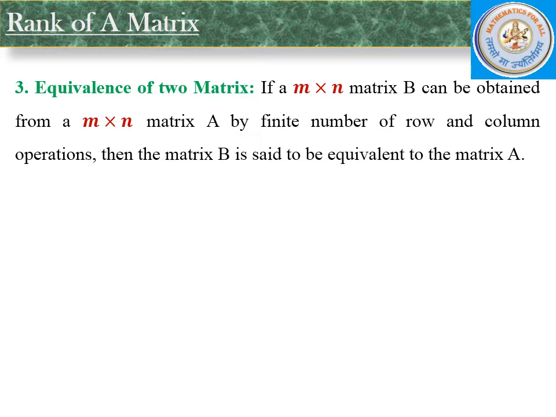Now similarly we can define the equivalence of two matrices. Suppose we are given an M cross N matrix B, which can be obtained from another M cross N matrix A by a finite number of row and column operations. Then the matrix B is said to be equivalent to the matrix A. As we discussed in the last example, A is equivalent to I3.